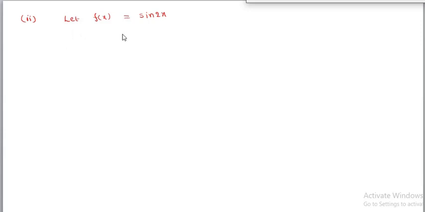So let f of x equal to sin 2x. The first principle formula: f dash of x equal to limit h tends to 0, f of (x plus h) minus f of x by h.